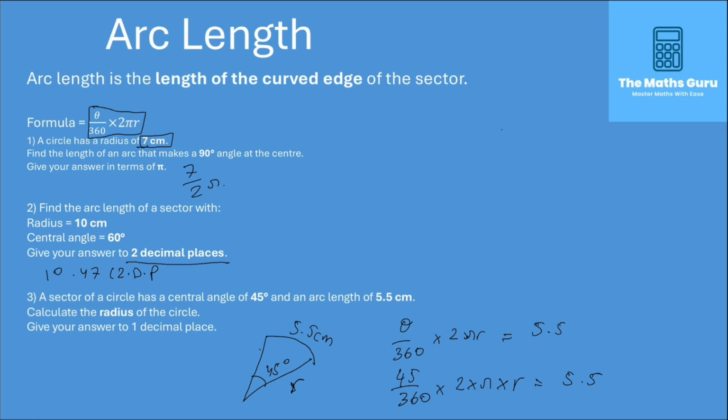So r is equal to 5.5 divided by 1/8 times 2 times pi. Then plug it into our calculator, we get 5.5 divided by (1/8 times 2 times pi), which means the radius to 1 decimal place is 7.0.